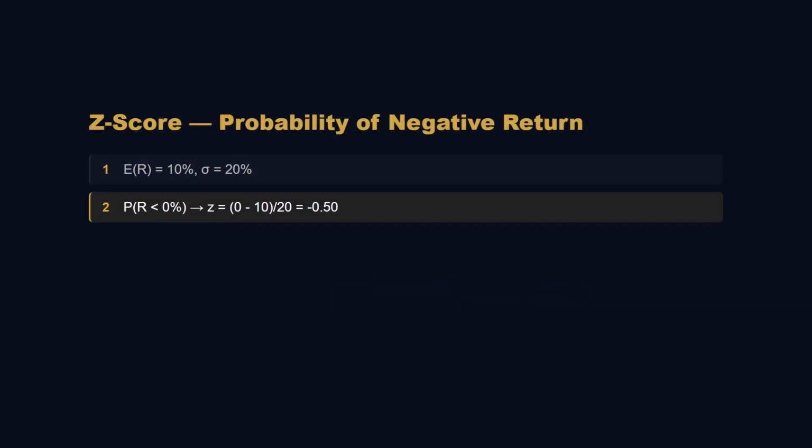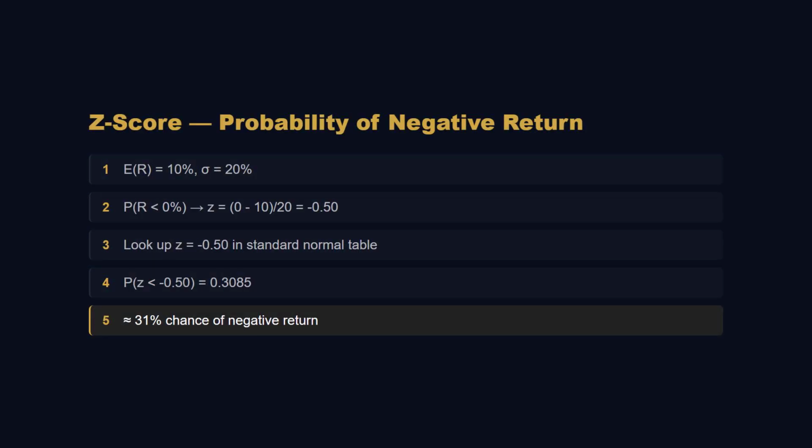A stock has an expected annual return of 10% with a standard deviation of 20%. Assuming returns are normally distributed, what is the probability of a negative return? Step 1. Set up the z-score. We want P of x less than 0. Z equals 0 minus 10 divided by 20, which is negative 0.5. Step 2. Look up z equals negative 0.5 in the standard normal table. The probability is 0.3085 or 30.85%.